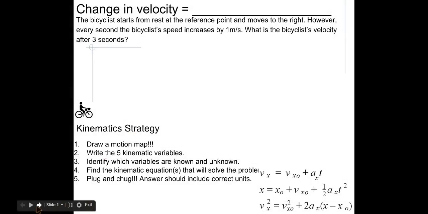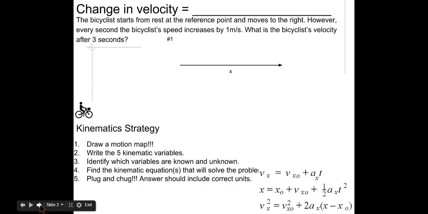So our first step will be to draw our motion map. Step one there says draw a motion map. A motion map always starts with a position line where the beginning of it shows the reference point and the direction it points in is the positive direction.